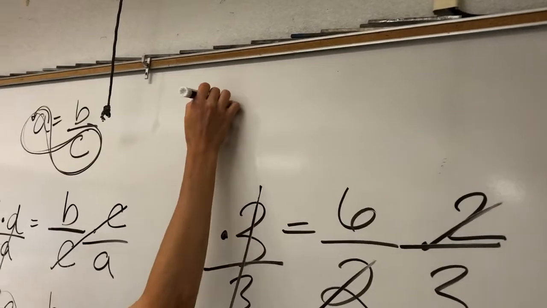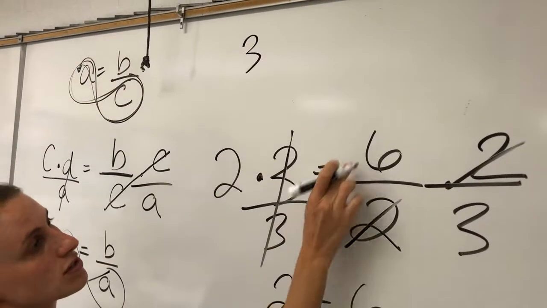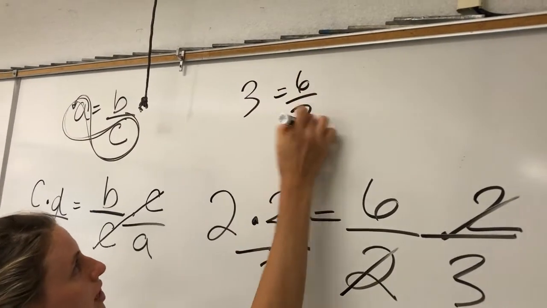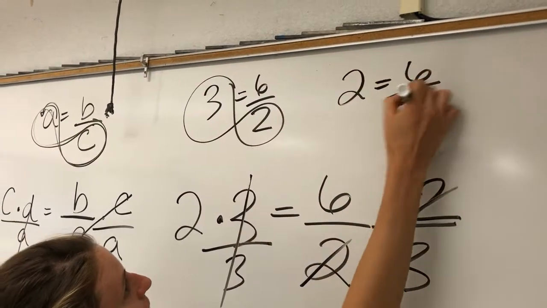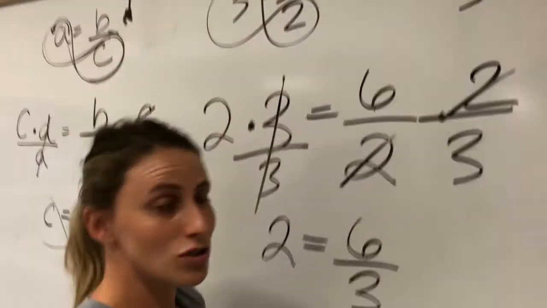Let's try it out. Before we said 3 equals 6 divided by 2. I'm going to flip these two numbers and say 2 equals 6 divided by 3. Correct. And we're done.